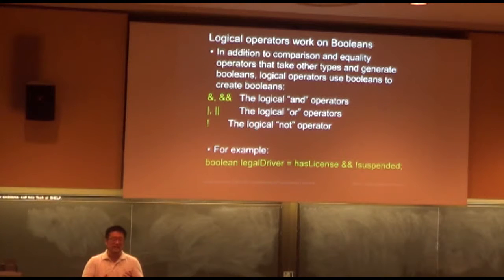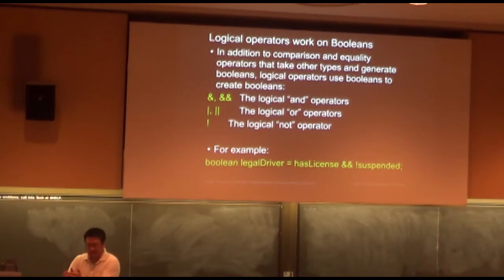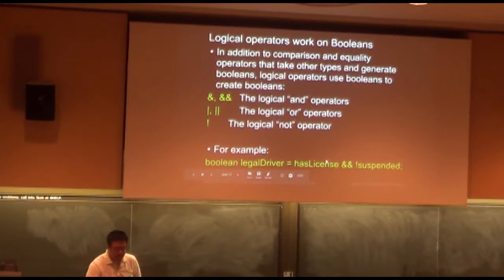And in order to say that somebody has done this and they have done that, the way that we can evaluate that is with the logical operators. So we have these logical operators that you should be aware of: the AND operators, the OR operators, and the NOT operator. So if somebody is a legal driver in this case, the legal driver would be true only if has license is true and they are not suspended.